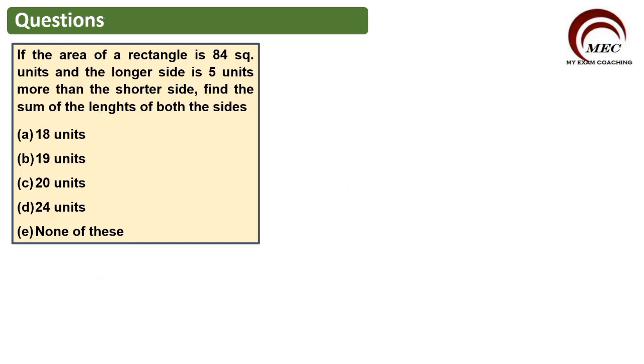So next question. If the area of a rectangle is 84 square centimeter, so we are talking about a rectangle here. A rectangle means like this. Its area is given to you. Area is equal to 84 square unit, and the longer side is 5 unit more than the shorter side. Longer side is this. Shorter side is this. Longer side is 5 unit more than shorter side.